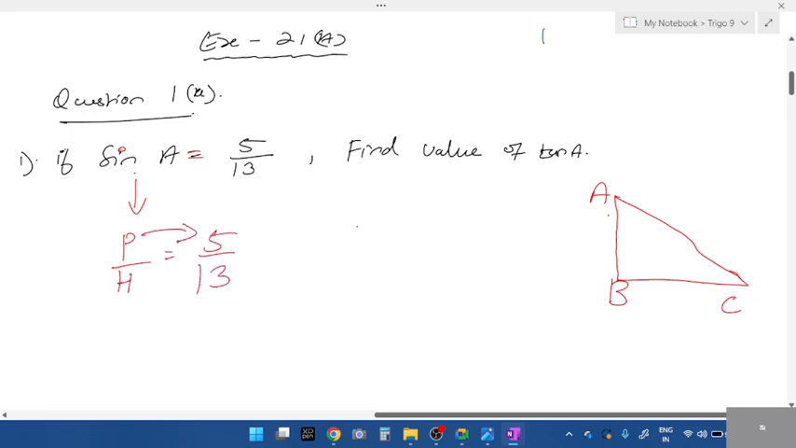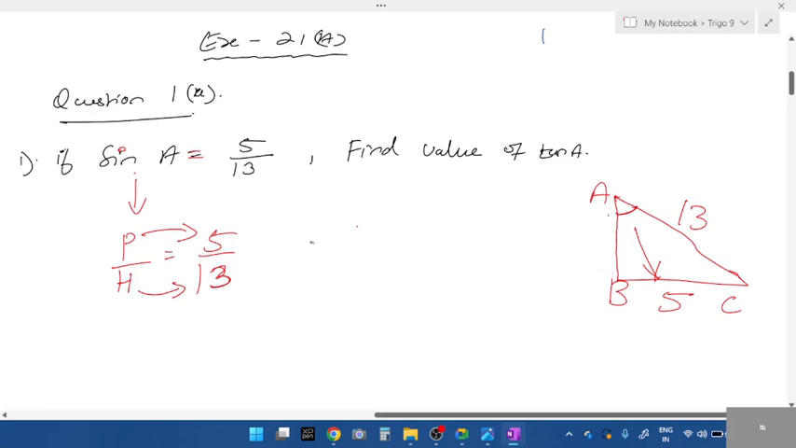What is perpendicular value? 5. And what is hypotenuse value? 13. So with respect to angle A, look at angle A. I'm taking A in this. With respect to angle A, which is perpendicular? Hypotenuse is AC. The opposite is perpendicular. BC is 5. Which side value is missing?